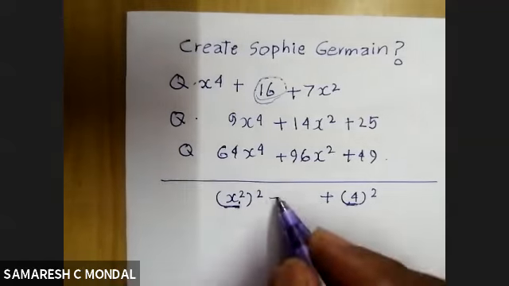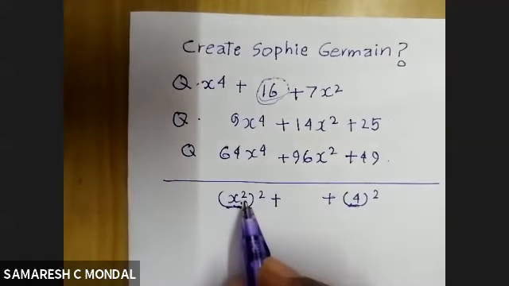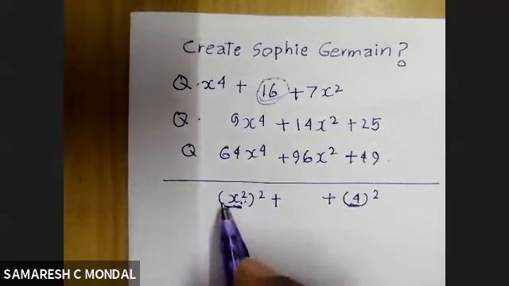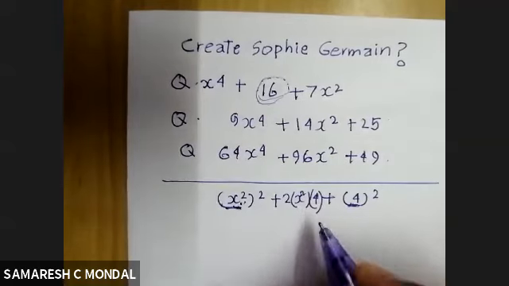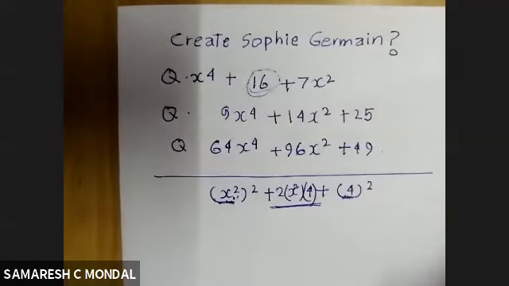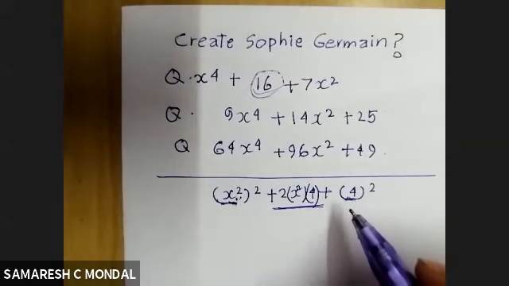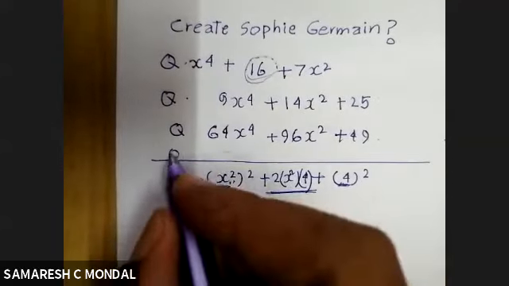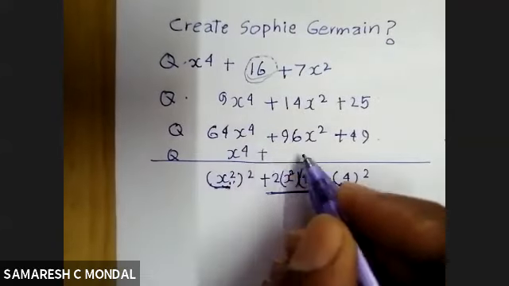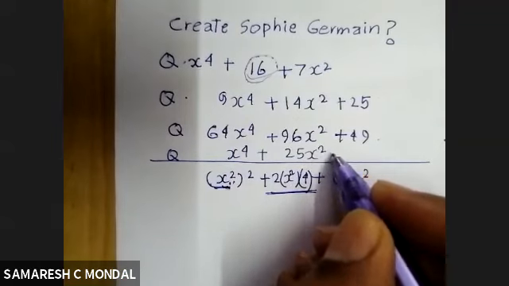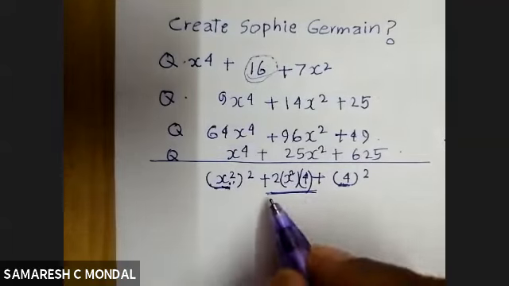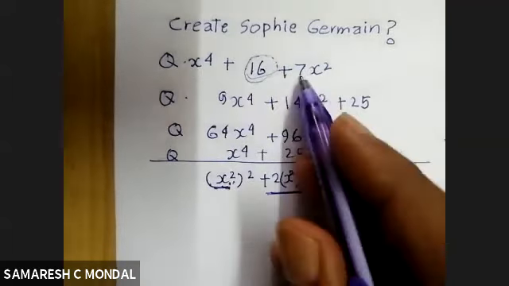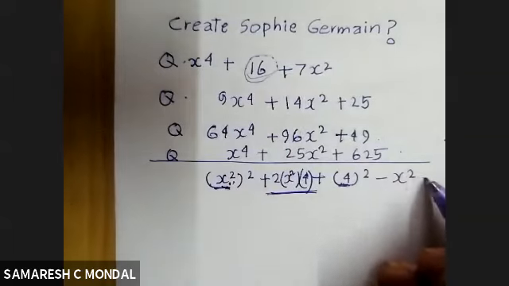So 2ab will be how much? 2 into x square is 2x square into 4. So that comes to be 8x square. This is how much? 8x square. Okay. Abhishek also creates. Yes, Abhishek. I'll check. X to the power 4 plus 25x square, plus 625, I think, if I'm not wrong. So 8x square minus how much is 7x square.